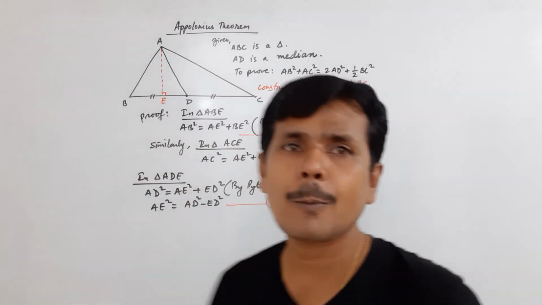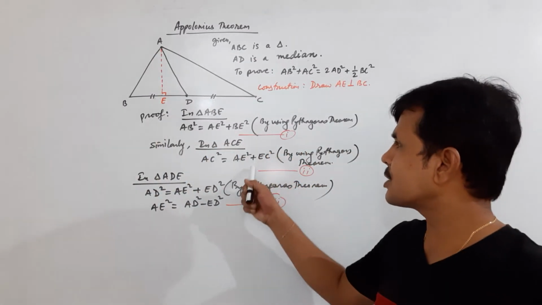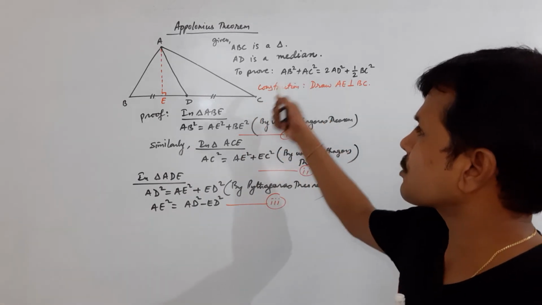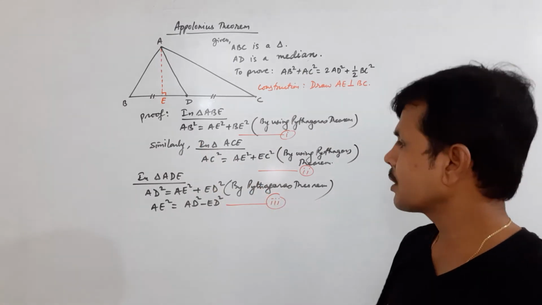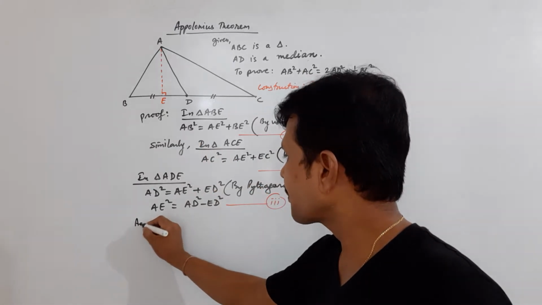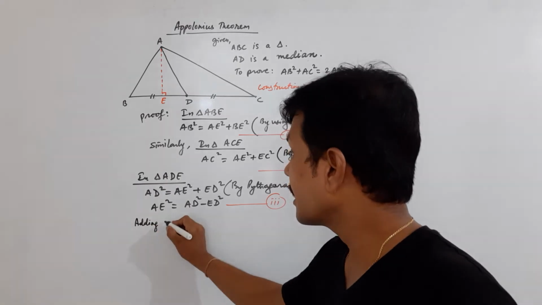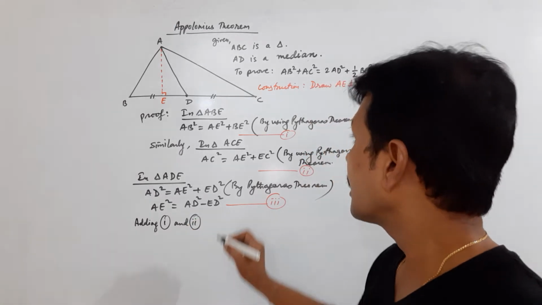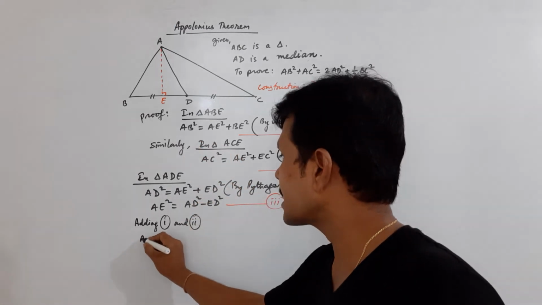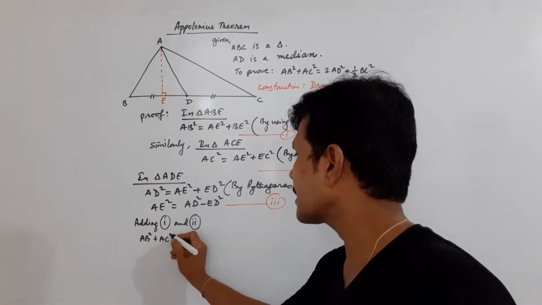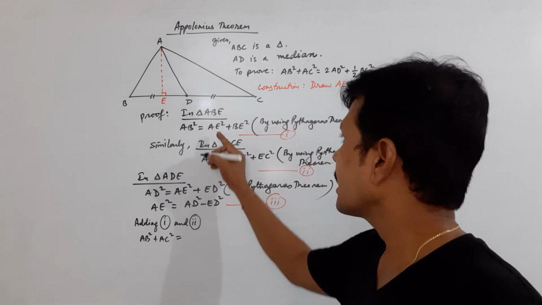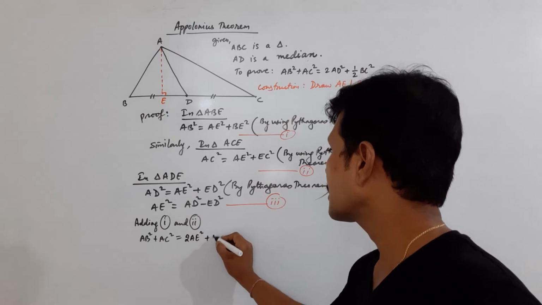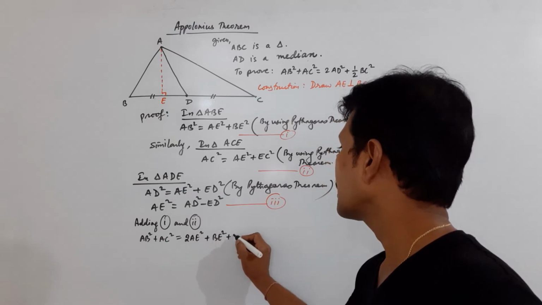Now, what we have to do now? Next, we are going to add up these two. You can look over here that on the left hand side we have AB square plus AC square. So I am going to add up equation 1 and 2. Adding 1 and 2, add the left hand side first. So we get AB square plus AC square. Now the right hand part, AE square plus AE square means twice AE square, plus we have BE square plus EC square.